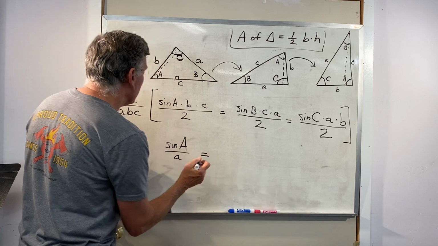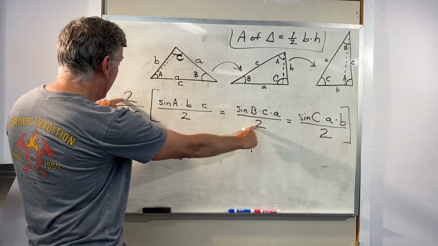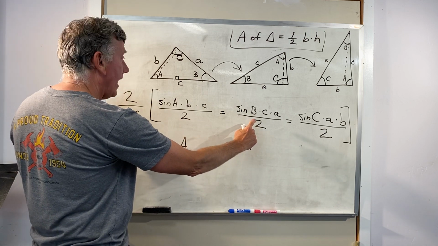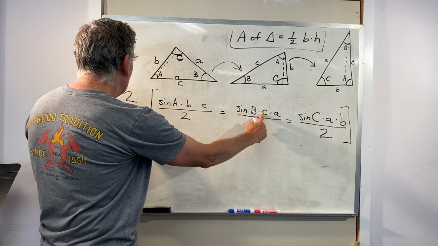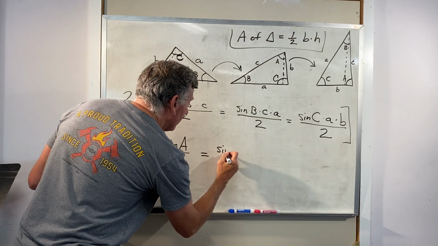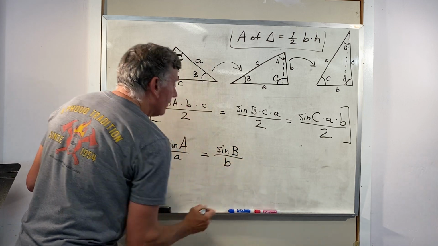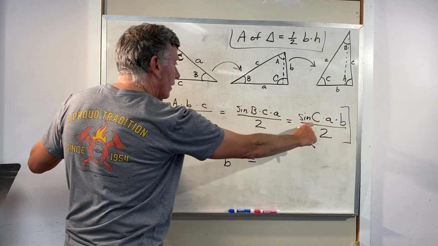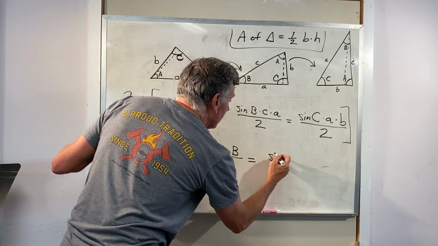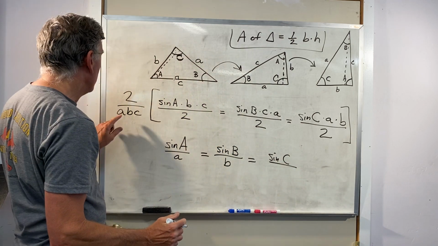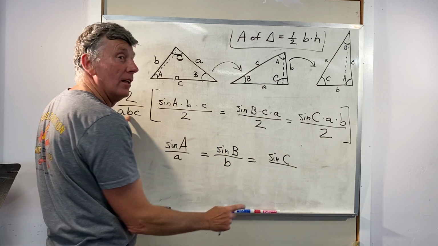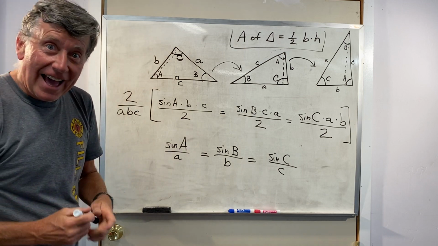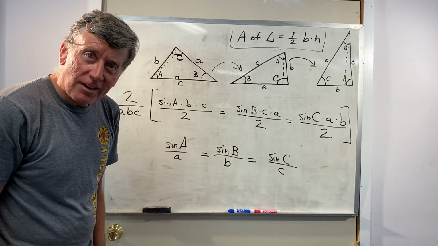That is going to be equal to, now I'm going to cancel this guy out, 2 with that 2 cancels. Now the A cancels, the C cancels, and I'm left with B. So this is the sine of B over lowercase b. And finally, I'm going to do the same now, multiplying through here. I'm left with the sine of C on top, big C. The A cancels with that A. The B cancels with this B, and I'm left with the lowercase c. And that here is the law of sines.